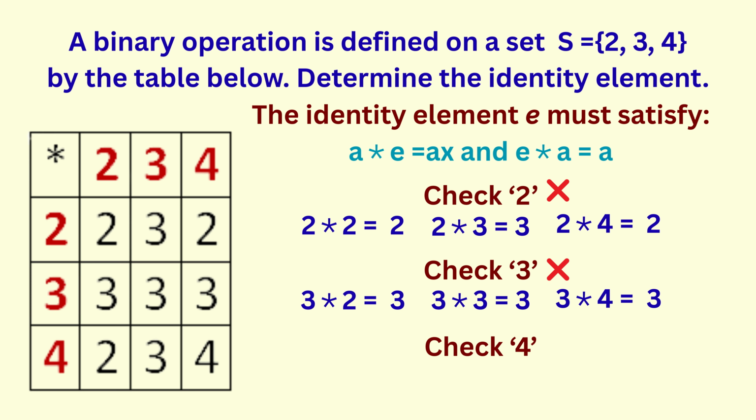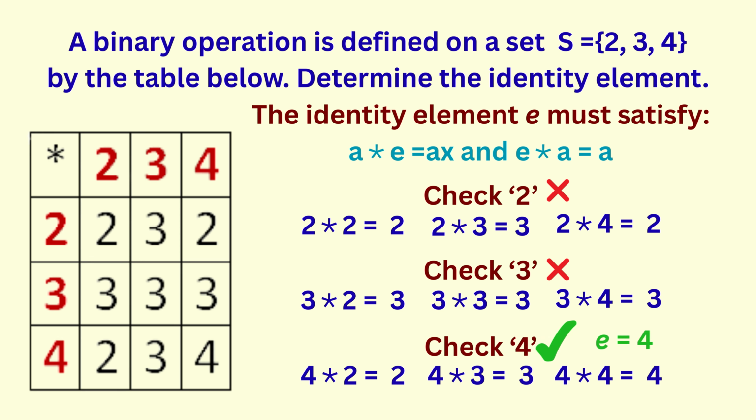And now let's check the number 4. 4 star 2 gives the same 2. 4 star 3 gives the same 3. And also 4 star 4 is 4. Notice when 4 operated on each number in the set, they all remained unchanged. Hence 4 is the identity number.